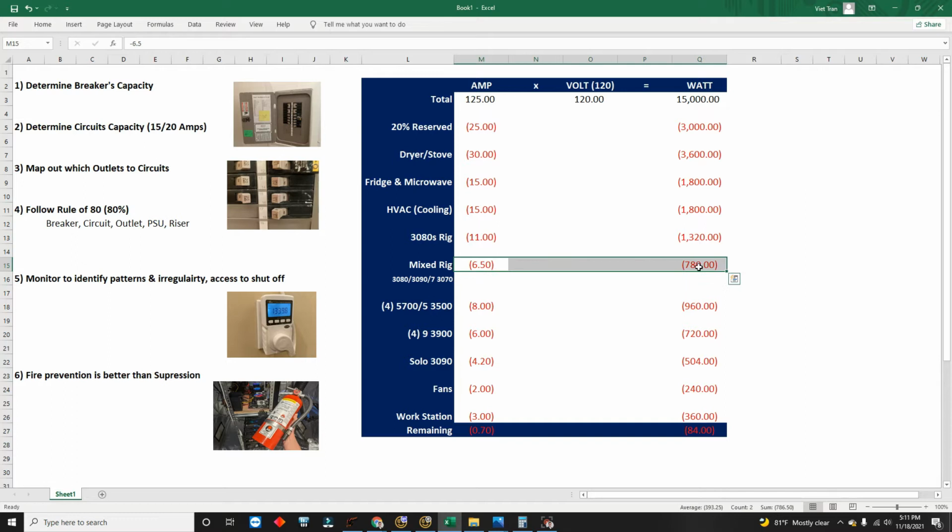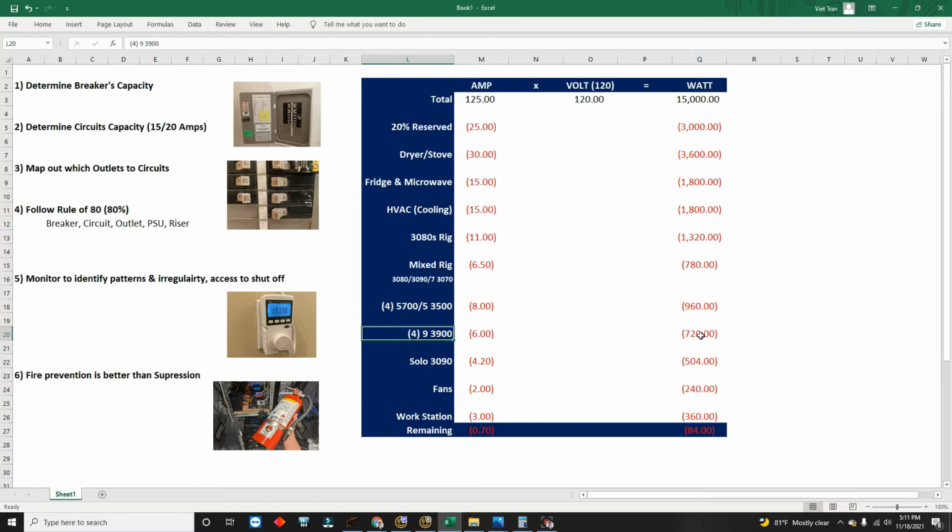I know my mixed rig is the one where I have a 3080, a 3090 GPU mining, and a CPU, a 737 mining. It uses about 780 watts. And the next, I have four machines that have AMD 5700 XT and 535X CPU. All four machines have those. Those are mining a total. It uses 960.